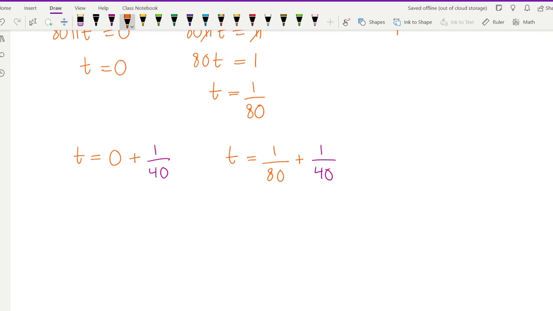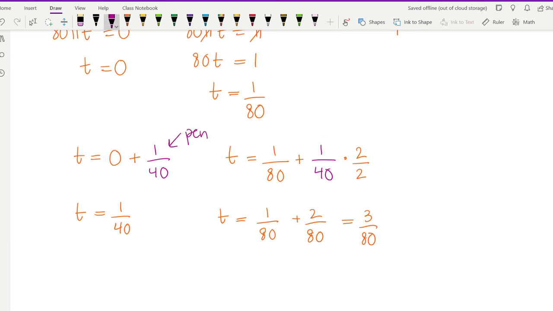Okay, so for the first one, that is pretty simple. That just gives us 1 over 40. And then for the second one, if we make a common denominator, that is going to give us 1 over 80 plus 2 over 80. So that is going to be 3 over 80. And I'll make a note again for the lecture notes. Again, this is the period. That's why that number is getting added on.